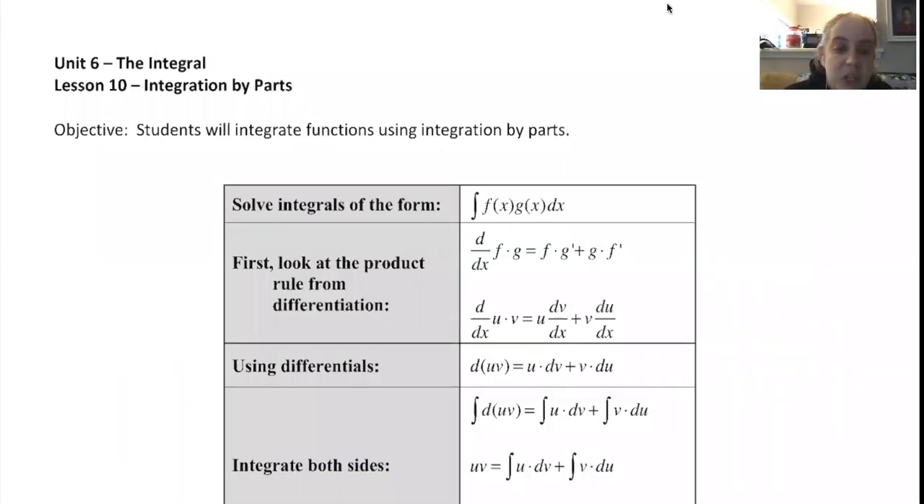Hello, we are continuing in Unit 6, the integral. Today is Lesson 10, integration by parts. I know it feels like we've been going through these integrals at warp speed, and we have. We've been going through them very, very quickly. A couple words of advice for you.